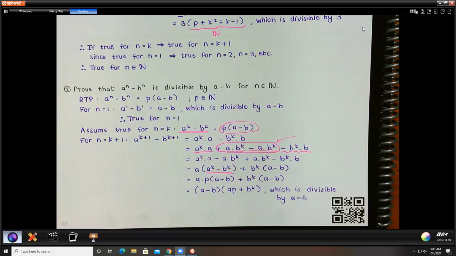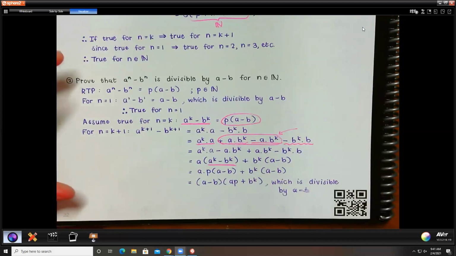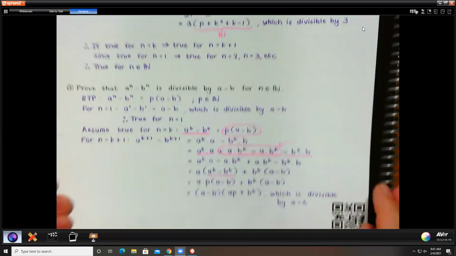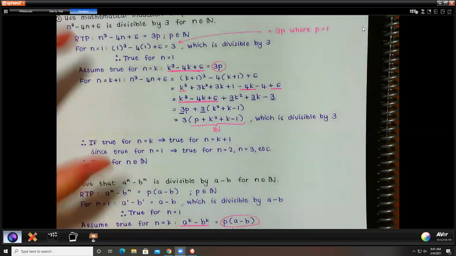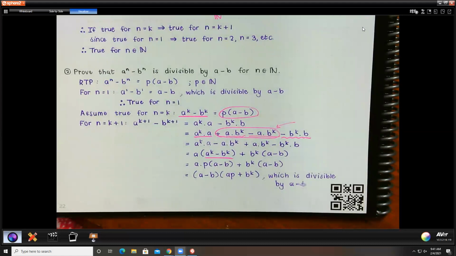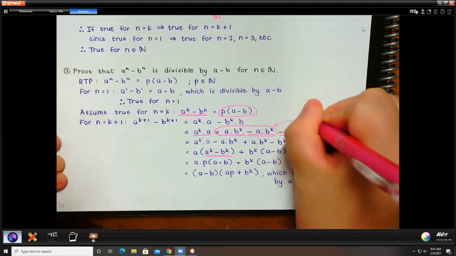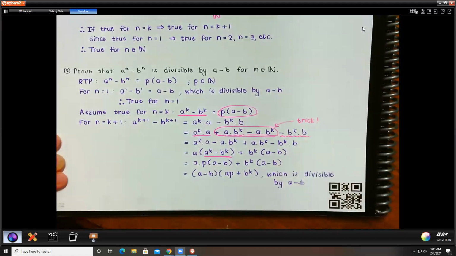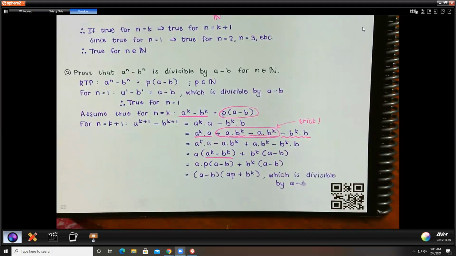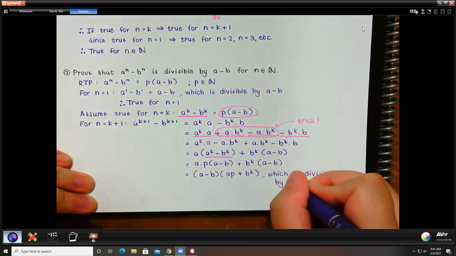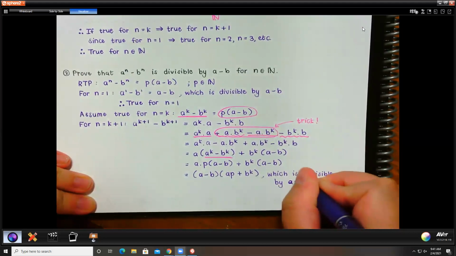So my advice to you is just to practice. And if you get a question like this, this really is a difficult question. All right, so it's much more likely that you'll get a question like this than getting a question like this. Okay, so this is a trick. I'm just going to write that there in case you forget where that came from. Oh no, look at this, which is divisible by a minus b.